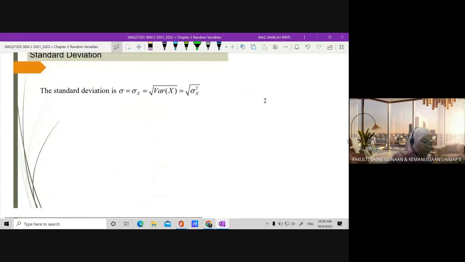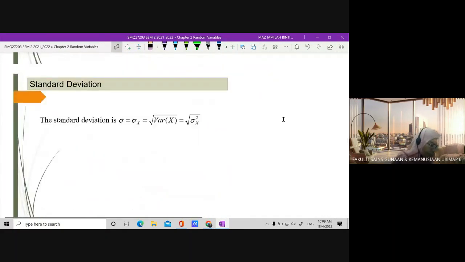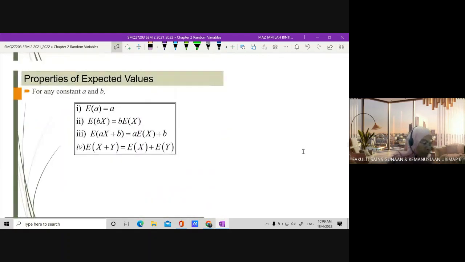Now the standard deviation: because we have sigma squared here, taking the square to the other side will give you the square root. That's why the square root of variance of x will give you the standard deviation of your random variable x.